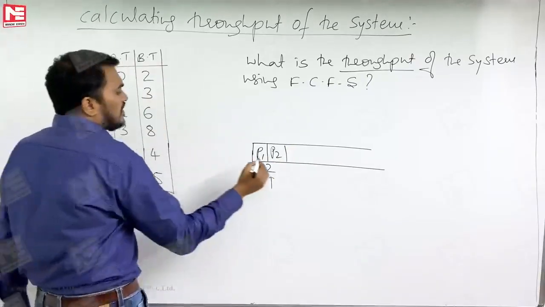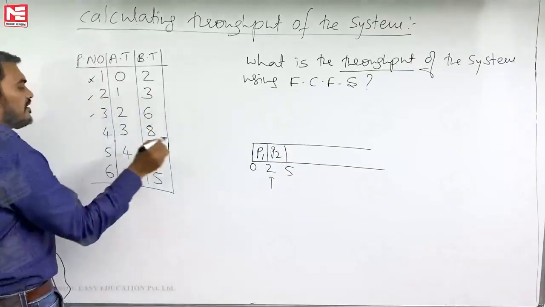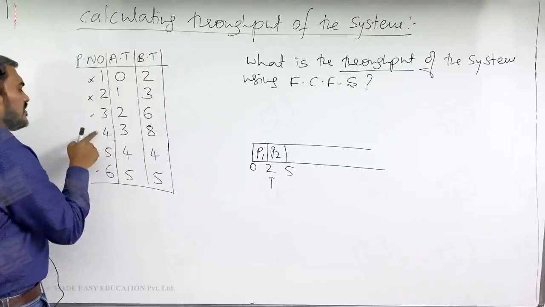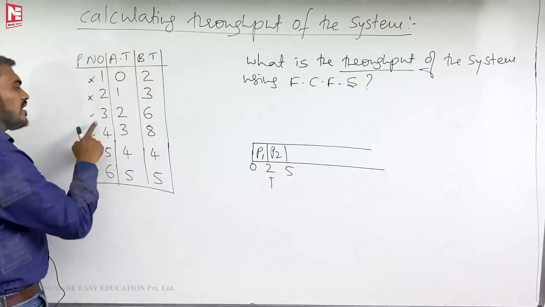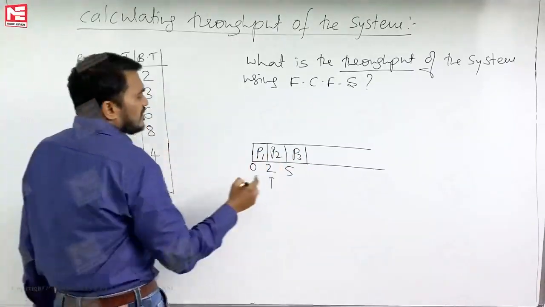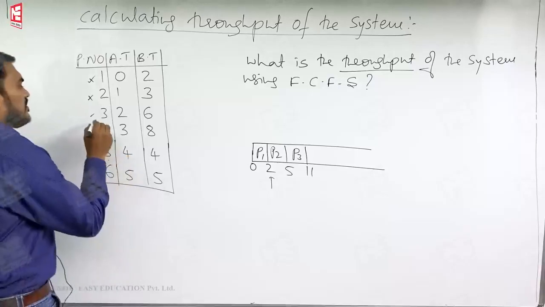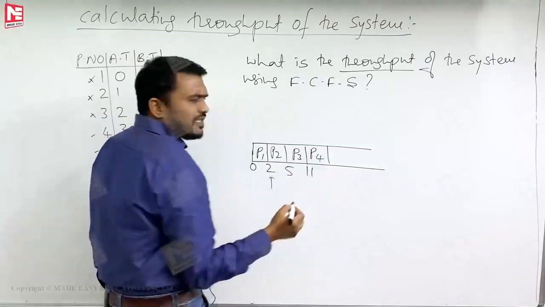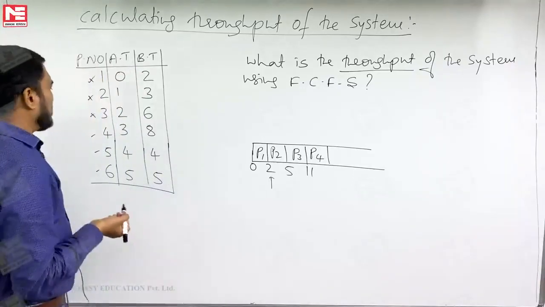Now P2 requires 3, so 2 plus 3 is 5. By time 5, all the other processes have arrived. So among 3, 4, 5, 6, which process do you take next? P3. So take P3 next. P3 requires 6, so that is 11. Now P3 is completed, and next is P4. I am drawing the Gantt chart using FCFS, first come first serve. Nothing great in this, simple.